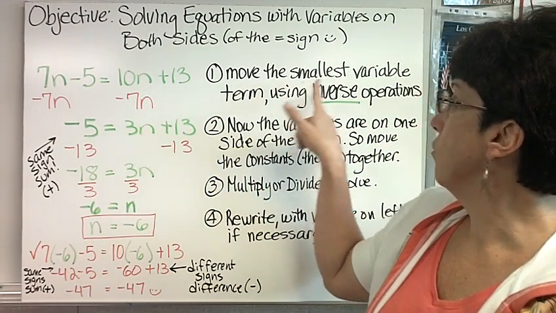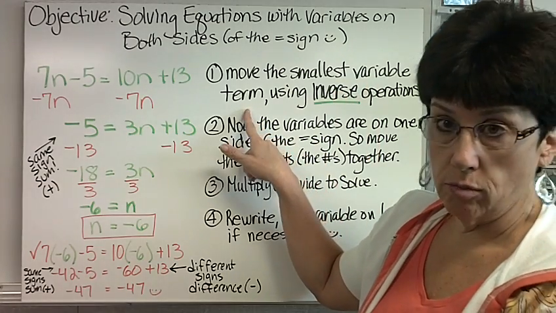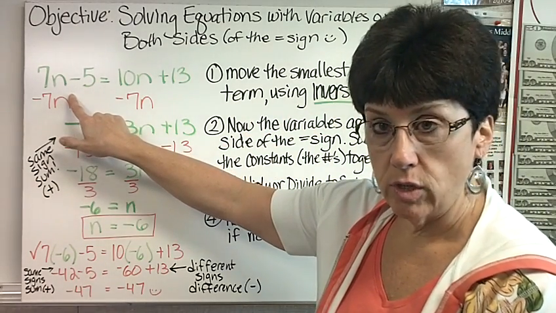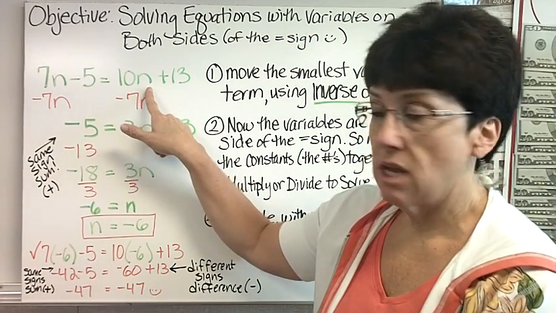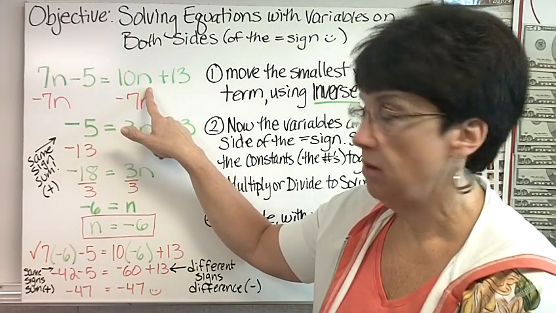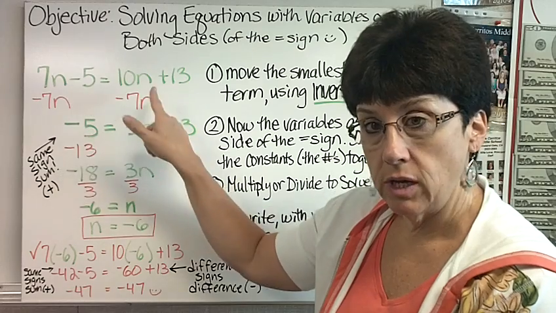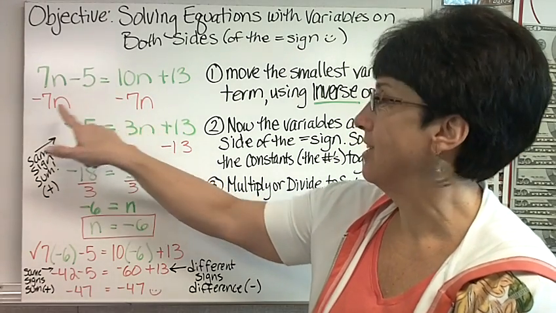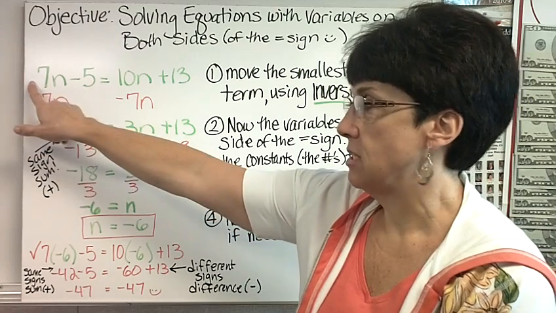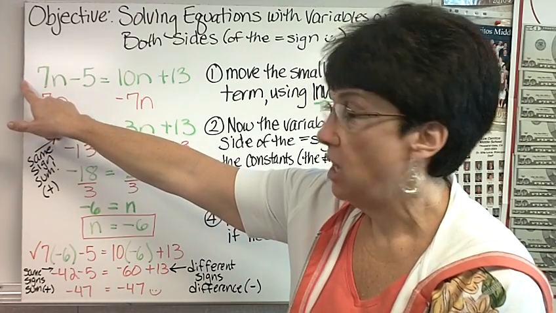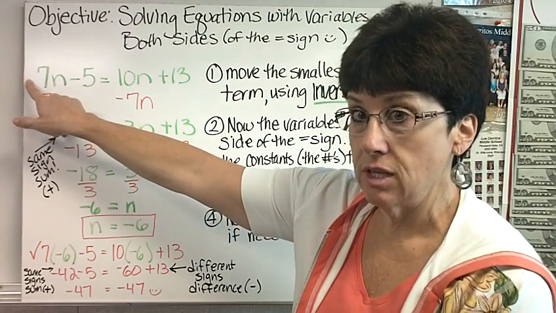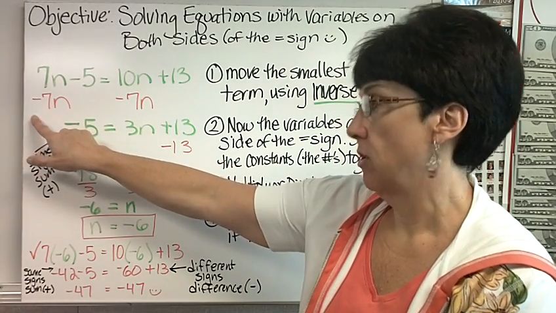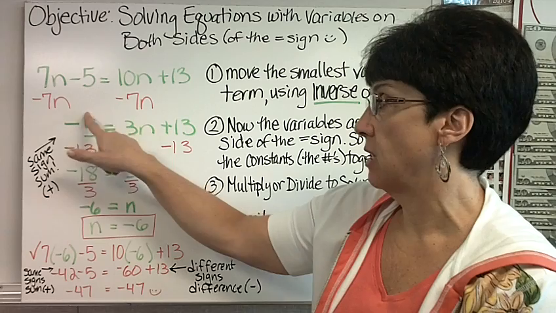Number 1, move the smallest variable term using the inverse operations. So on this side of the equation we have 7n, and on this side we have 10n. Now sometimes they'll be negative, so you have to pay attention. But what's smaller, 7n's or 10n's? 7n's. Since this doesn't have a subtraction sign in front of it, you know this is positive. So the inverse will be negative. So we're going to subtract 7n from both sides.